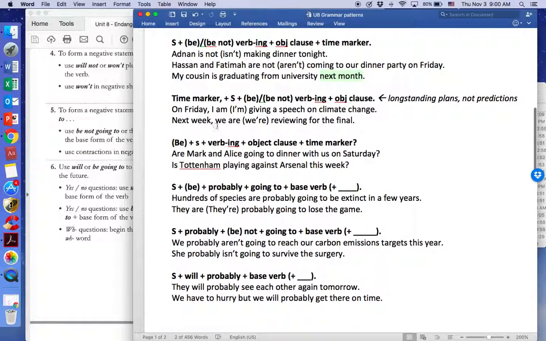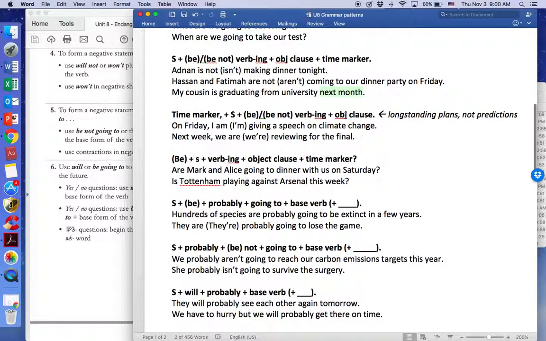We could also say the other way around, put the time marker at the beginning of the sentence. Again, this is for long-standing plans, not predictions. On Friday, so it's the exact same thing we had up here, I am giving a speech on climate change. I've known about this for some time. It is not a new plan. I'm not just becoming aware of it. It's been on my schedule for at least a few weeks. It's a long-standing plan. It is not a prediction. It is a fact that I'm giving a speech on climate change on Friday.